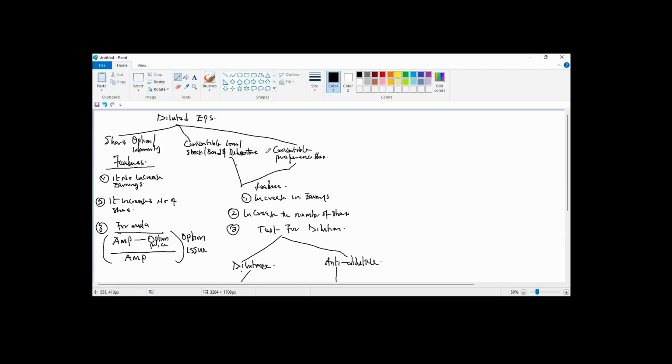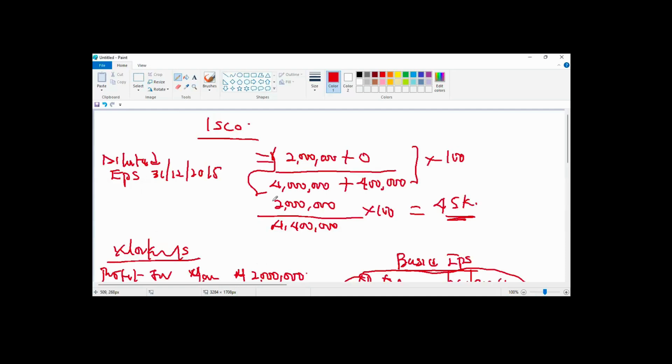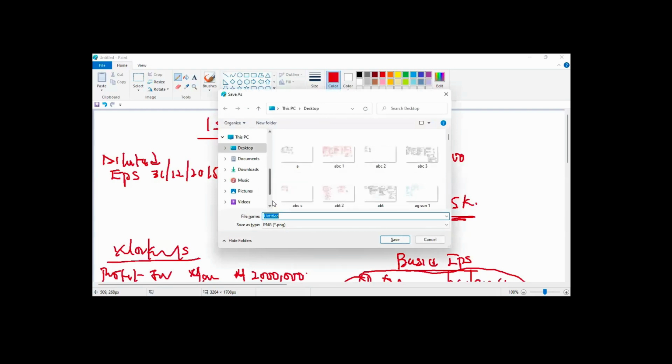But the convertible loans and convertible preference shares. For the convertible preference shares and the convertible loan, don't forget the rules. They will increase the earnings, and they increase the number of shares. I will test for dilution. If it dilutes, I include it; if not, I don't. If it dilutes, my basic will equal my dilution.